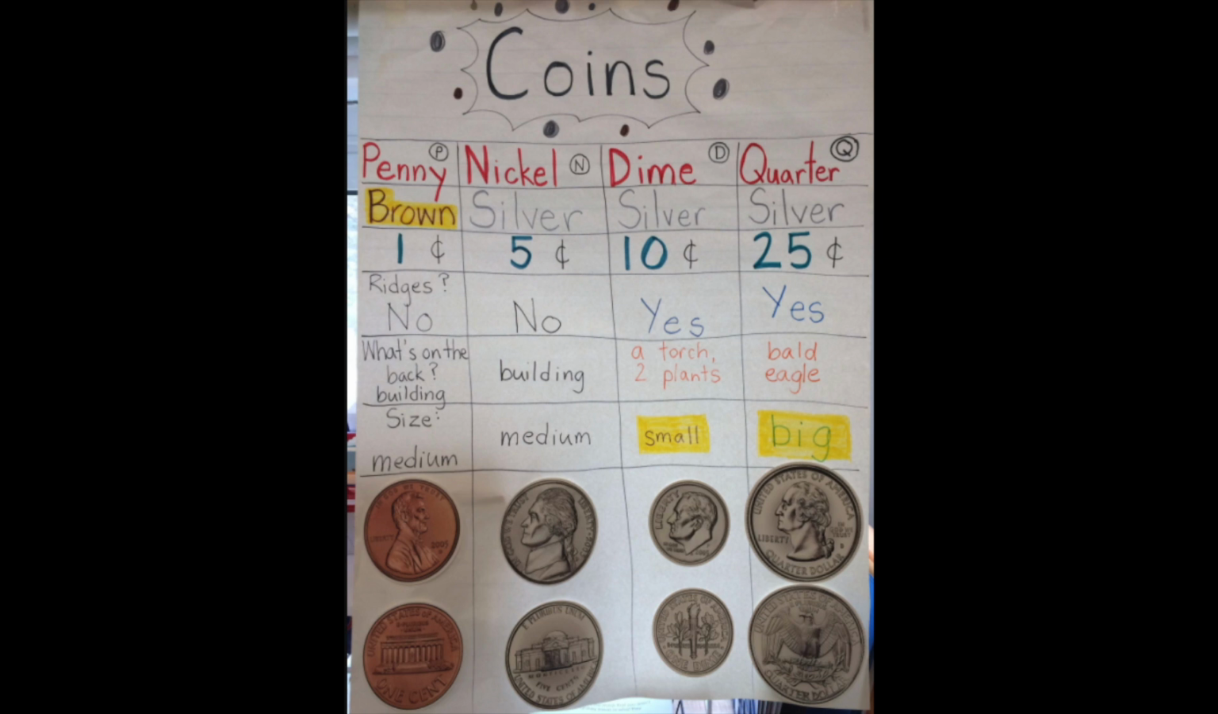A nickel is silver. It is worth 5 cents. It is also smooth around the ridges. And on the back is also a building and it is also a medium size. So a similar size to a penny.